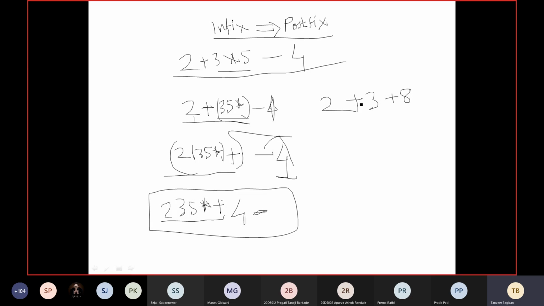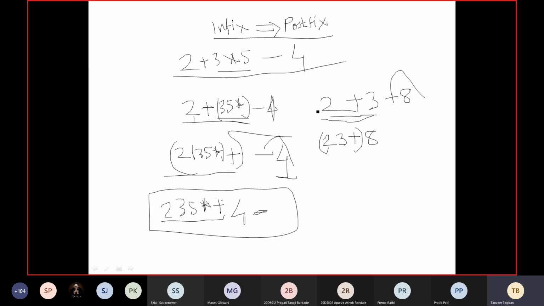First, the leftmost operator is considered. So the leftmost operator, plus, is taken out first. It is now going to become 2 3 plus, and then this 8 as it is written. Now 2 3 plus is considered as one operand.